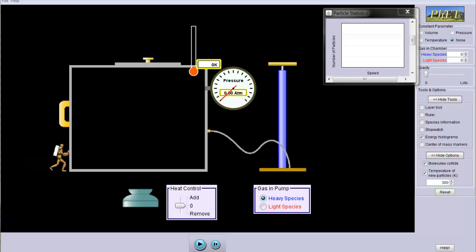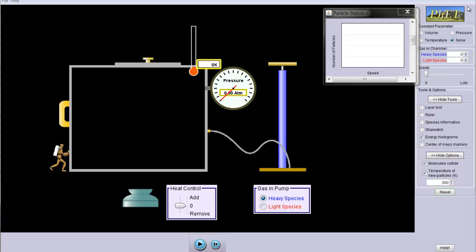Now, one of our assumptions with the kinetic theory is that ideal gases contain a large number of molecules, all moving with a variety of speeds in random directions. Let's see how that works using the PhET simulation one more time.